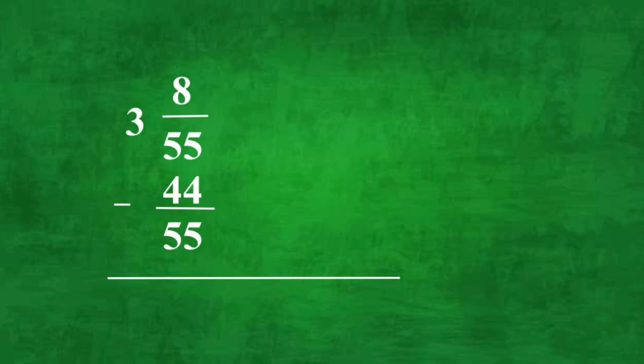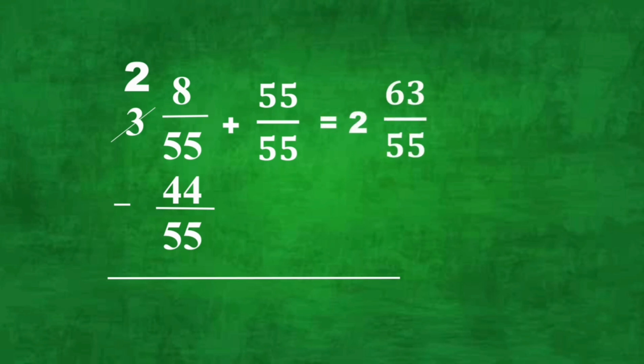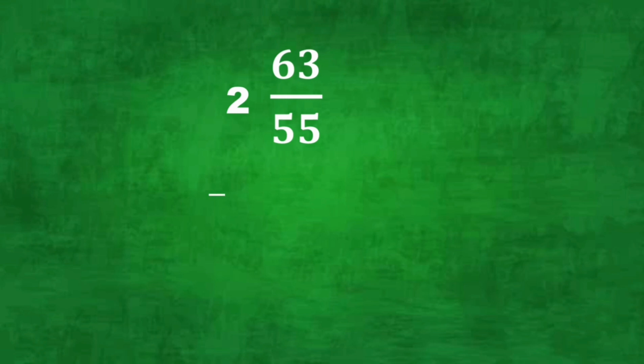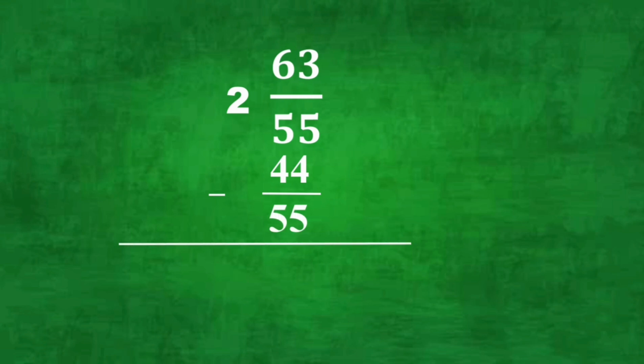Let us borrow 1 from 3. 3 will become 2. Then add 1 that we borrowed from 3 to 8 over 55. That is 55 over 55. And this is equal to 2 and 63 over 55. We can now rewrite the problem. 2 and 63 over 55 minus 44 over 55 is equal to 2 and 19 over 55.